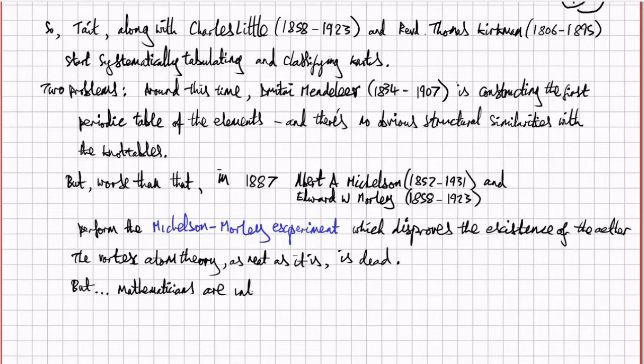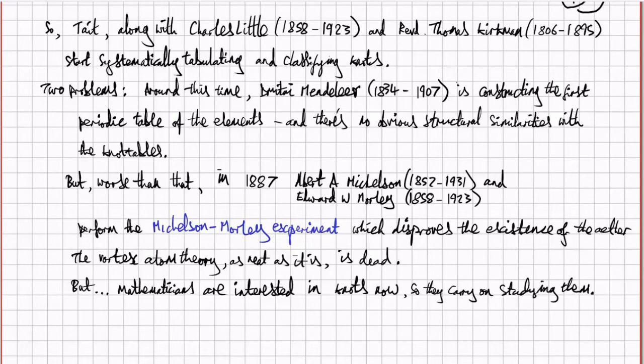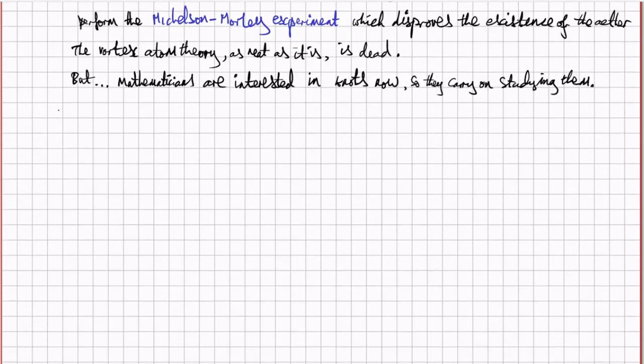But by that point, it didn't ultimately matter because mathematicians had already got interested in knots and they carried on working on them. They got their teeth into the problem and they weren't letting go.